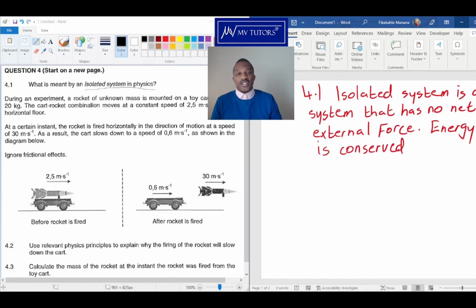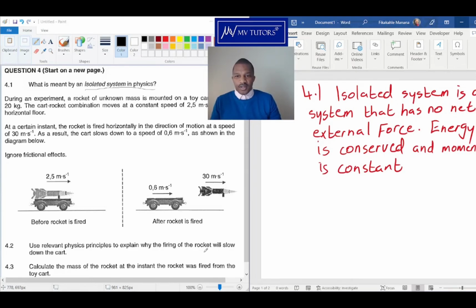But not only is energy being conserved, but also momentum is constant. There are no outside external forces involved here, so the energy is conserved and momentum is constant, because there are no external forces disturbing it, so it's isolated.